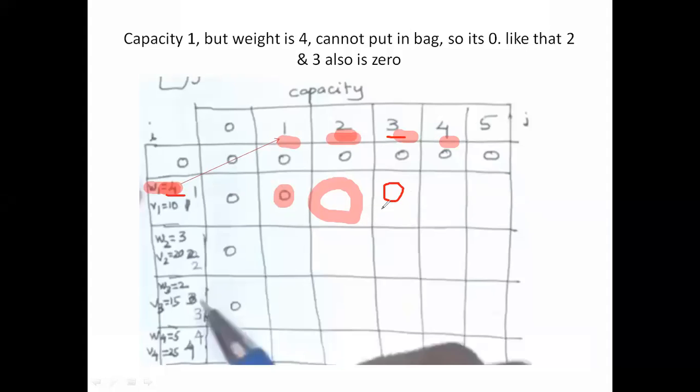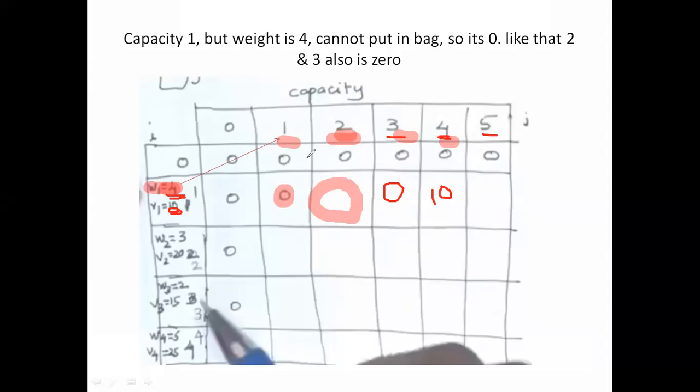Okay. Next 4. So 4 kg bag, we have 4 kg weight. So yes, it is possible to insert 4 kg into 4 kg capacity. Now the corresponding value, what is the value? 10. That is, you insert the corresponding value here.